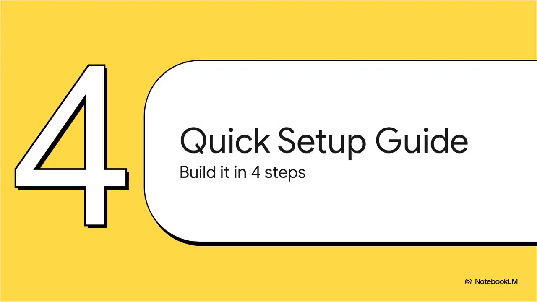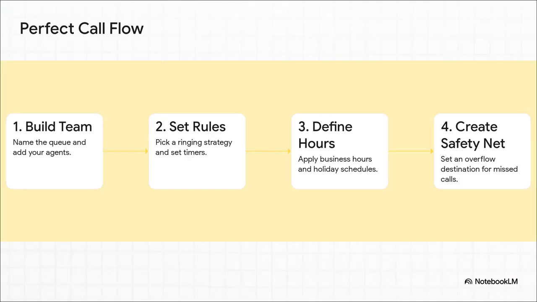So, you feeling ready to jump in and build one? Awesome. Let's walk through a quick setup guide. And I promise this is way easier than it might sound. We've broken it all down into just 4 simple, totally manageable steps to get your first queue list up and running perfectly. Okay, step 1, build your team. Just give your queue a clear name, something like Support L1, and add your agents. Simple. Step 2, set your rules.